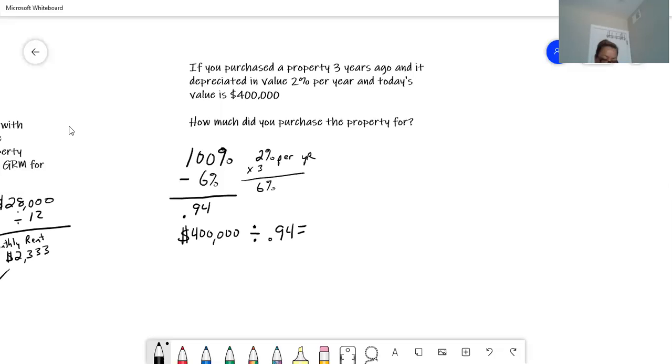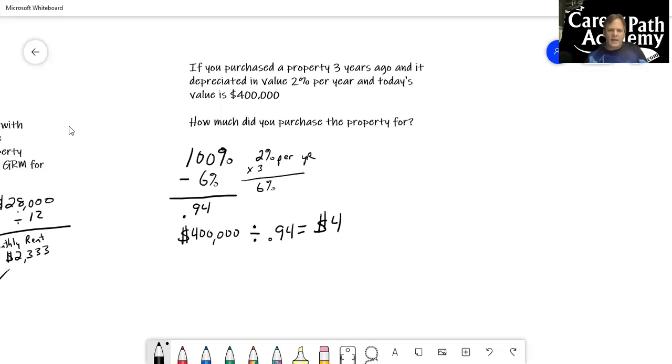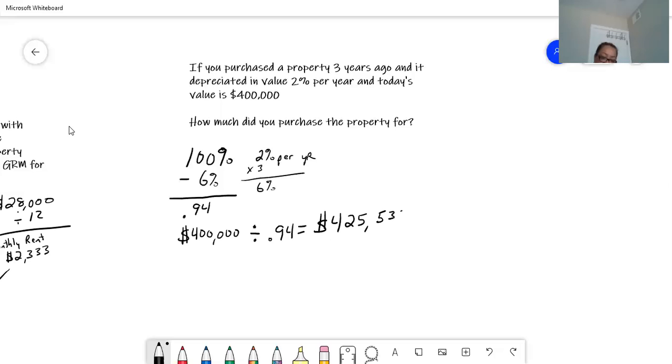That's 425,531. And that's the answer, 425,531. We can put a 532 because it's 0.915. Yeah, it rounded. Okay.